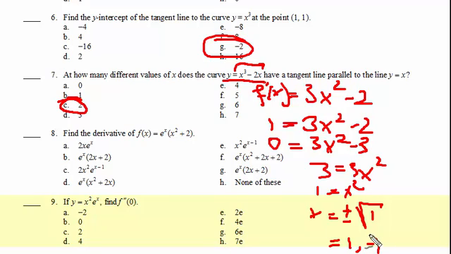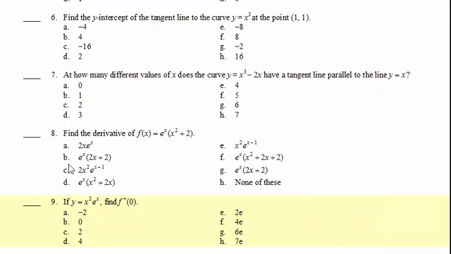That means there are 2 tangent lines. One is at x equals 1, the other is at x equals -1, and both of these tangent lines have a slope of 1, and that means there are 2 tangent lines to this curve that are parallel to the line y equals x. So the solution is 2 over here. Okay, let's get rid of that. Now let's move on to 8.